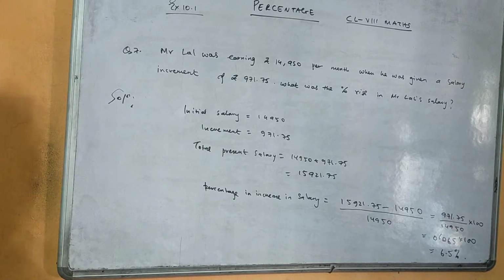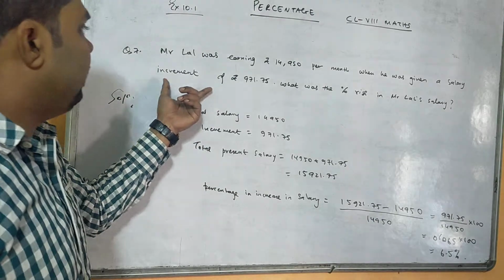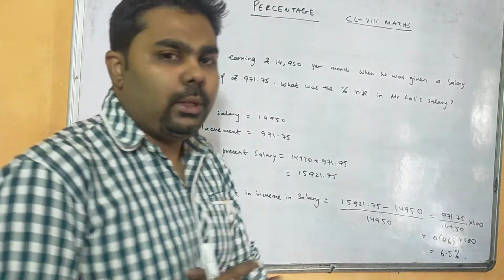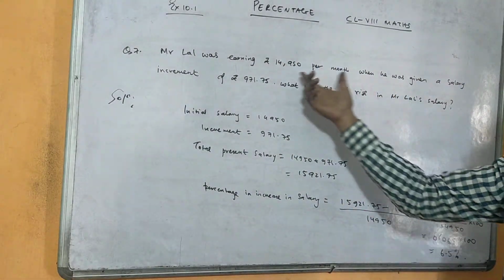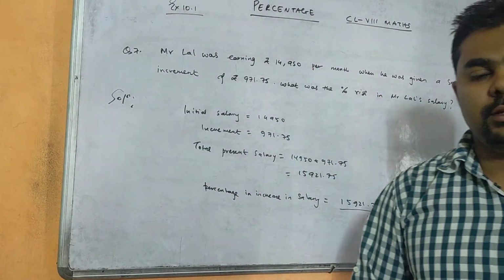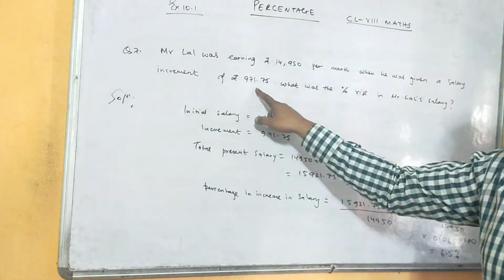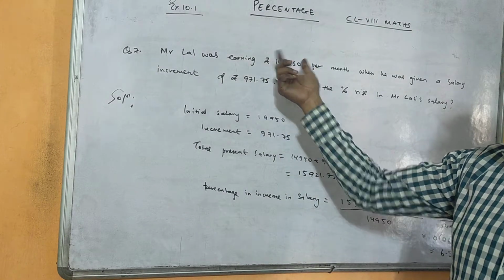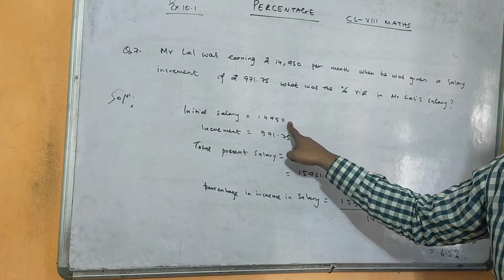Mr. Lal was earning 14,950 per month, and he was given a salary increment of 971.75. You see, in this question, the per month salary is given, that is 14,950, and the boss has given an increment of 971.75. This increment has been given to Mr. Lal.